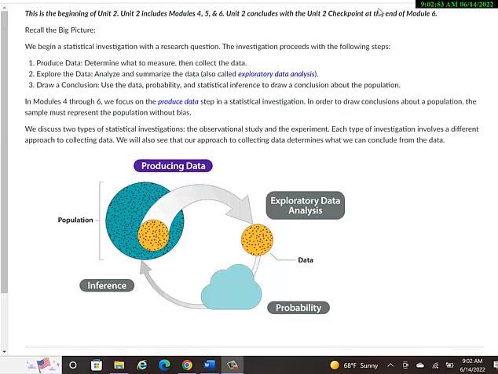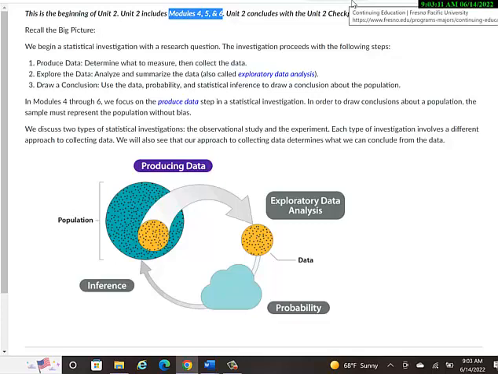So this page is the beginning of Unit 2. Unit 1 was mostly introduction information and the overall idea, but Unit 2 includes modules in Canvas, modules 4, 5, 6. Unit 2 will conclude with a checkpoint at the end of Module 6.